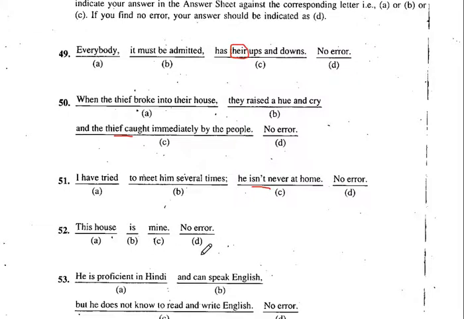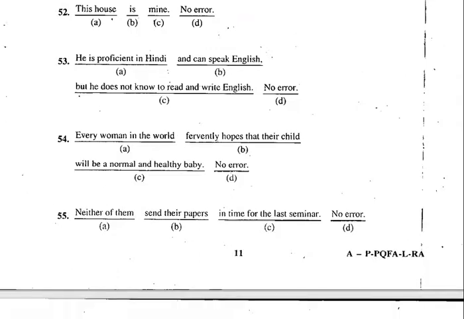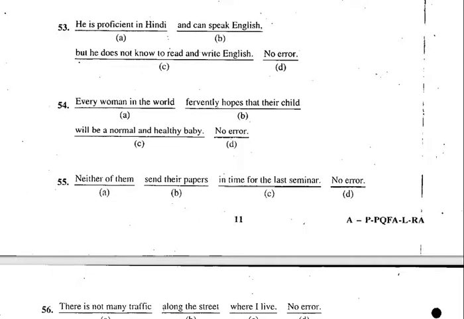This house is mine. No error. Yes, absolutely correct. Next one. He is proficient in Hindi and can speak English, but he does not know how to read. So what should be the answer here? How to read. Correct.